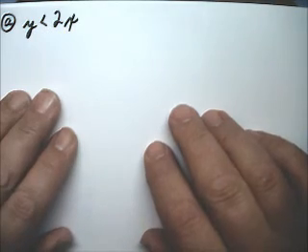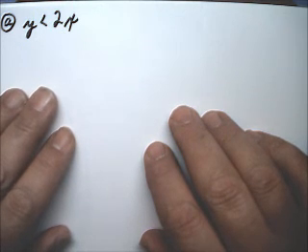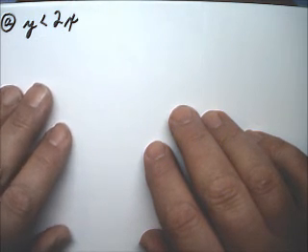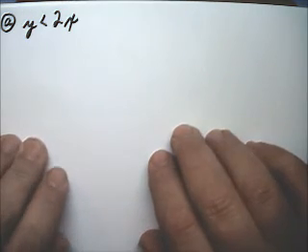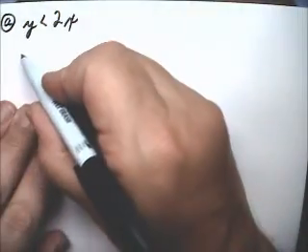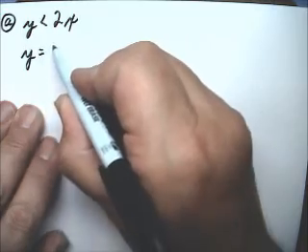Hello, this is linear equations and functions, linear inequalities in two variables, example 3. And we need to graph this inequality. To graph this, first we're interested in the boundary line. The boundary line is y equals 2x.